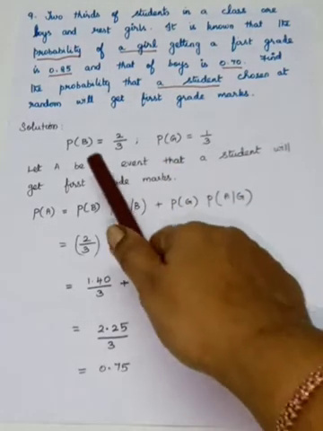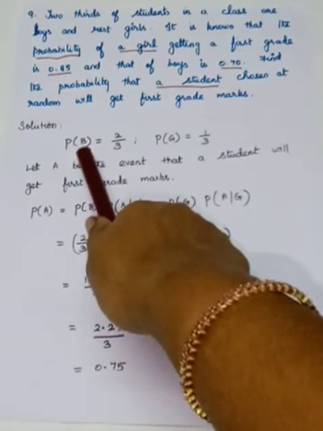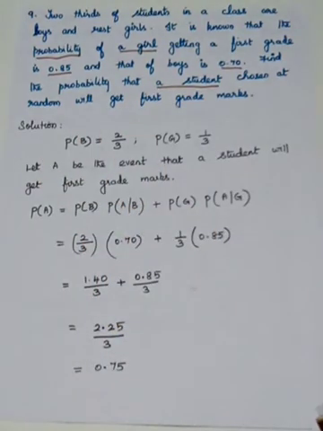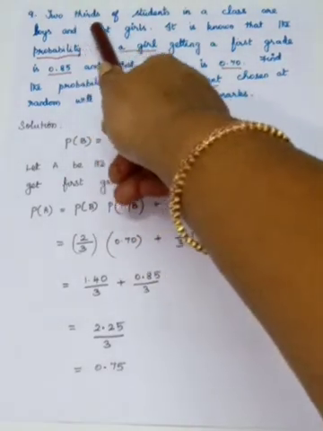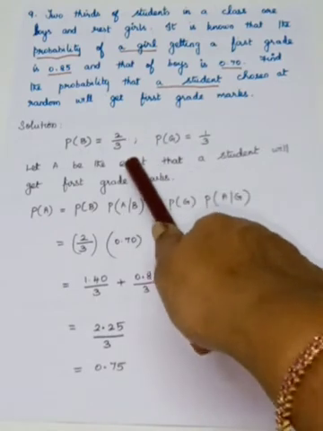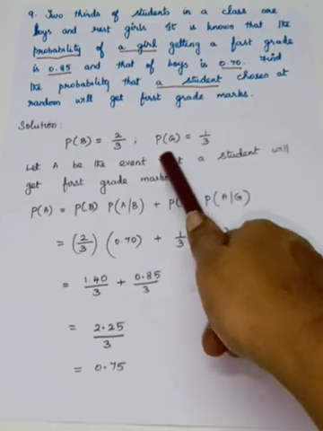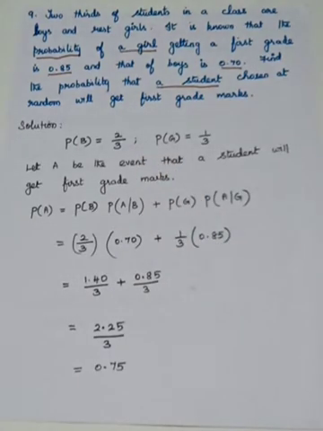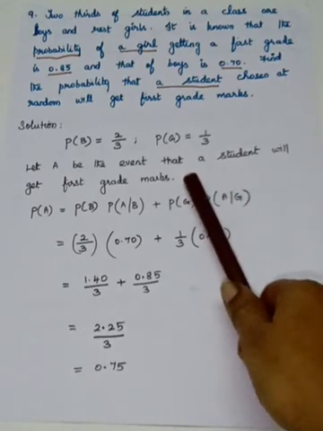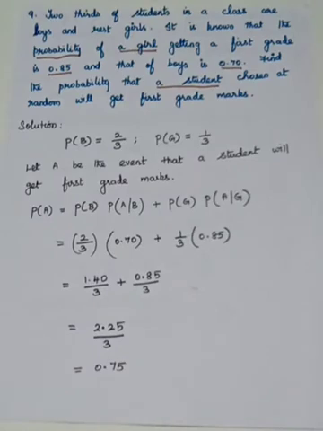Okay, see now here probability of boys. So probability of getting a boy. Otherwise here 2/3 of students in a class are boys. So therefore P of B is equal to 2 by 3. And the rest are girls means P of G, that is probability of getting a girl, is equal to 1 by 3. Okay, let A be the event that a student will get first grade mark. So A event is what? First grade mark a student has to get.